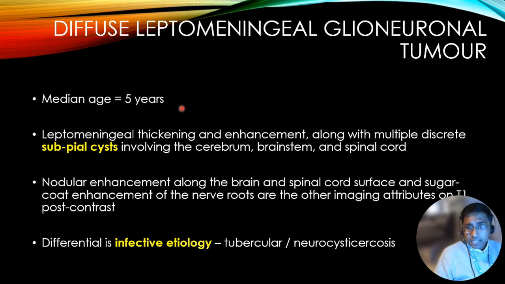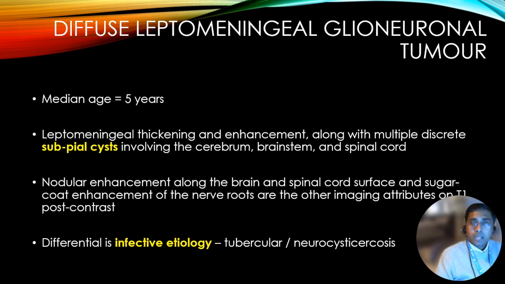So this is a newly described entity which is there in the WHO 2016 and 2021 classification, and the characteristic feature of this is basically the subpial cyst which we see coating the surface of the leptomeninges, and it can have nodular post-contrast enhancement as well. It's not necessary that, like in our case, it will not enhance. Some of them do enhance. We see an article in AJNR which shows a diffuse enhancement of all the lesions involving the leptomeningeal surface.